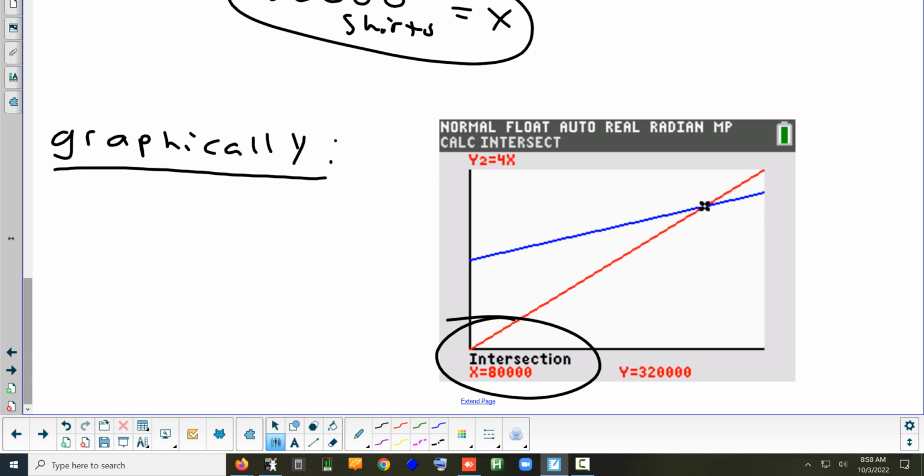It will cost me $320,000 to make 80,000 shirts. How much revenue will I take in if I make 80,000 shirts? 320,000. I will spend 320,000 to make the shirts, and I will get 320,000 in revenue. Therefore, I'm now at 0. If I continue to make shirts, now I'll make money. Is the break-even point always the x value? Yeah, the break-even point is the number of things you would have to sell to break even. That's always the x value.